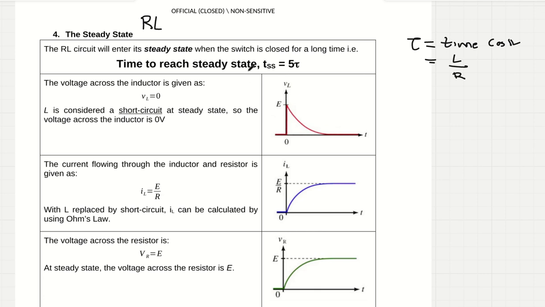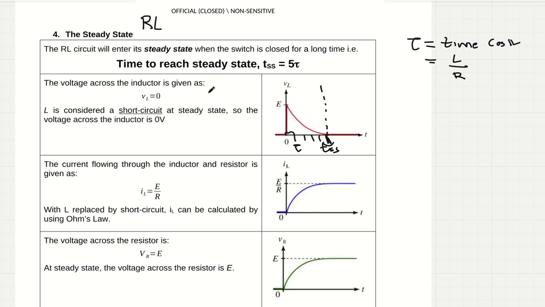So if you want to know how long it takes to reach steady state, for example, in these curves, we can say this point is the steady state, and tau is somewhere here. So 5 times tau: 5 times 1, 2, 3, 4, 5. This is called the time constant, and 5 times the time constant is the steady state. So that's the first thing. The time to reach steady state is equal to 5 times tau, or 5 times the time constant.